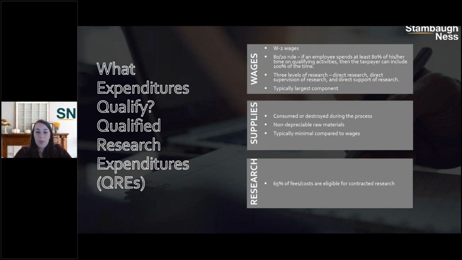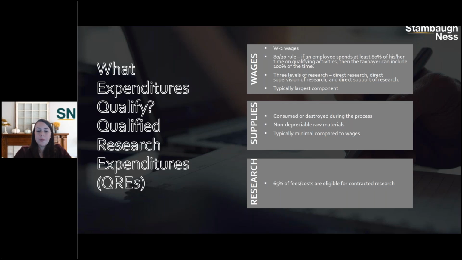You can also look at qualifying supply cost. Now with qualifying supplies, it is something that has to be consumed or destroyed during the R&D process. It cannot be your computers or software or anything like that, paper. If you're creating a prototype or a widget or something and you're testing it and it gets destroyed during the R&D process, then those materials would qualify. Or if you're doing some kind of 3D modeling and testing it as well, potentially those costs could qualify.